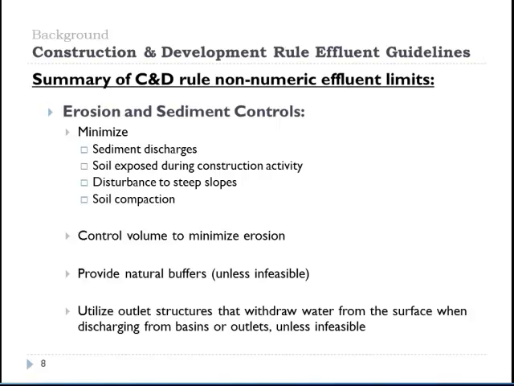The C&D rule also required that state or EPA permits control volume to minimize erosion, to also provide natural buffers around surface waters unless infeasible. And Erica's going to be going over that in greater detail in a little bit. The rule also included a requirement that if you're using sediment basins or ponds, that outlet structures be used to withdraw water from the surface so that the less sediment-laden, less turbid waters be discharged instead of the waters from the bottom where most of the sediment is.